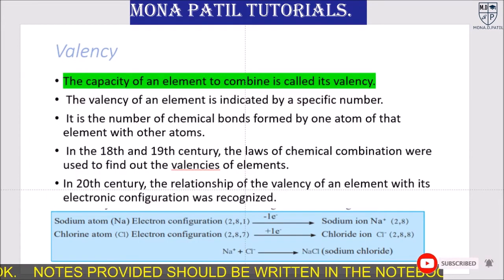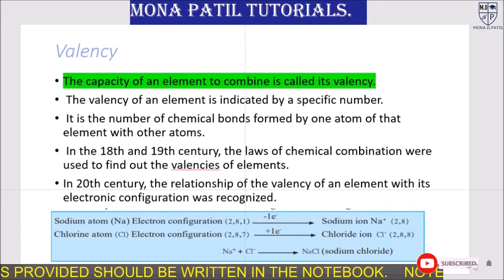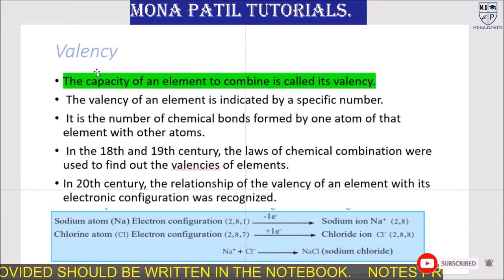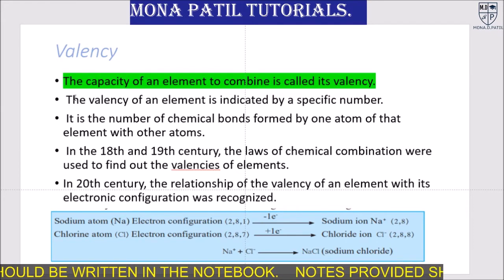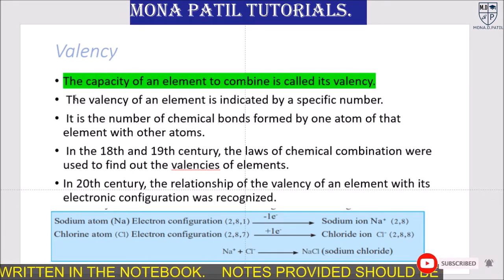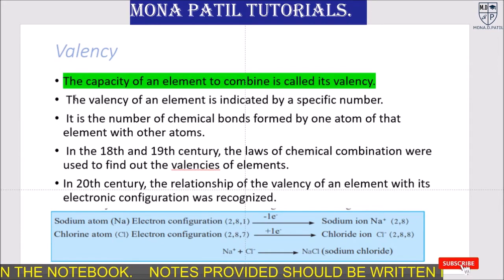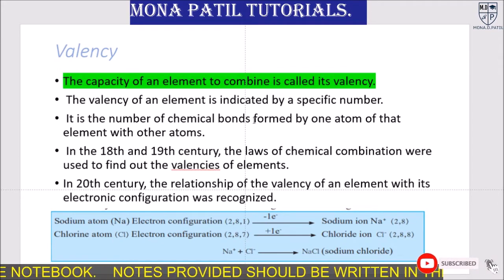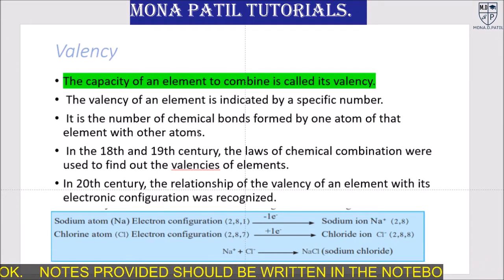Many times you have studied this also. Since 8th standard we know about this term, that is valency. The valency means what? The capacity of an element to combine is called its valency. The valency of an element is indicated by a specific number. It is the number of chemical bonds formed by one atom of that element with other atoms.